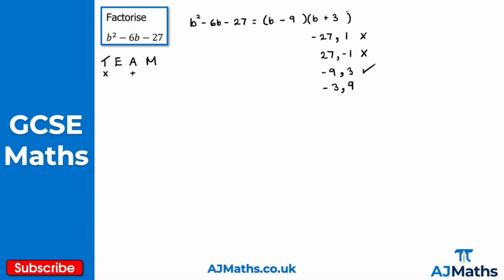And just a quick point here, because the order of multiplication doesn't matter, it doesn't matter whether we write b minus 9 times b plus 3, or whether we write b plus 3 times b minus 9. So whether we write the brackets the other way, it doesn't matter, the answer is still correct. Okay, so there we have it. So that's our solution to question 3.